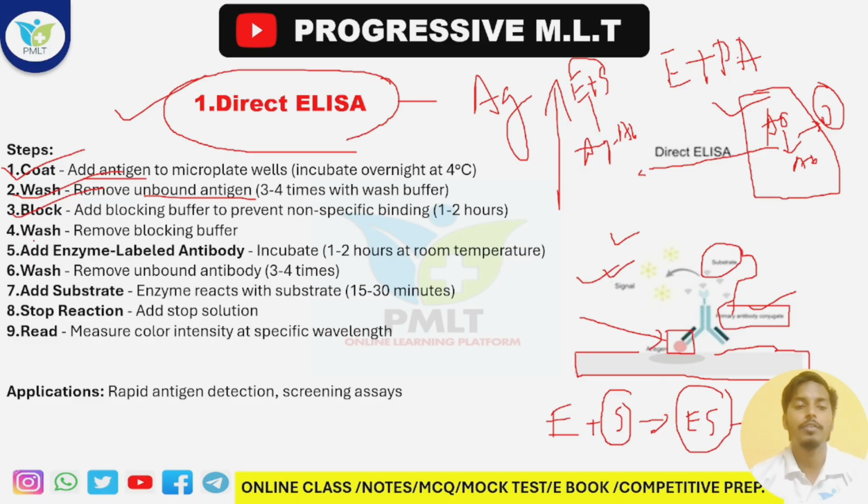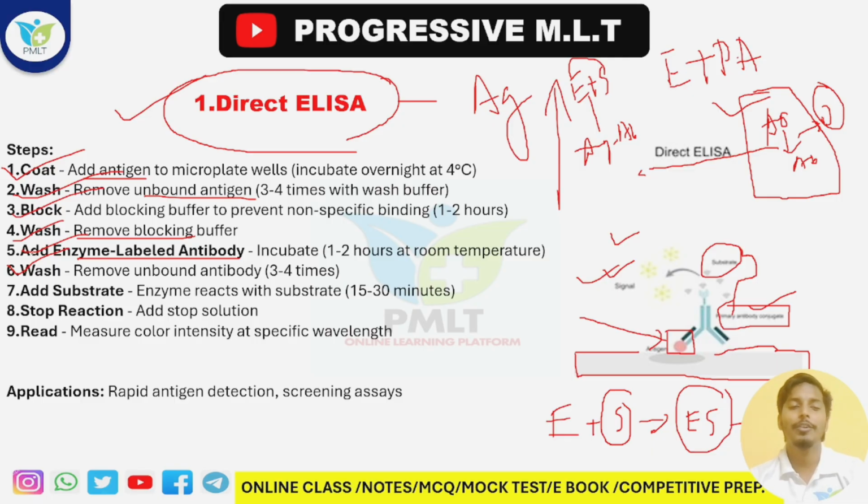Got it? After that, we wash to remove the blocking buffer. After that, we add the enzyme-labeled antibody. Please keep in mind that the enzyme-labeled antibody, or this primary antibody, we are using as a conjugate with enzyme. After that, we wash it, because in every step a wash is required. This wash helps to prevent non-specific binding, and prevents non-specific proteins from interfering, helping our reaction to proceed properly.